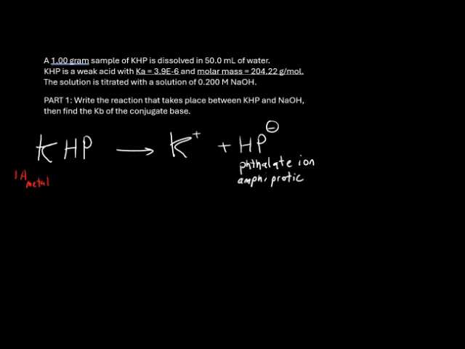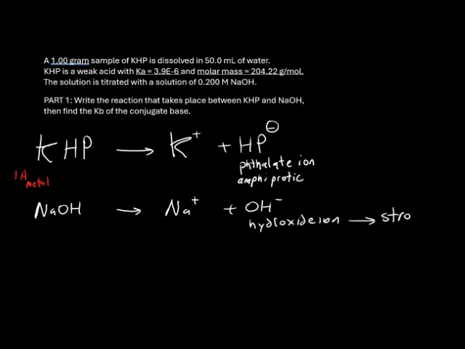However, we're placing that KHP with NaOH. Na is also a 1A metal, giving us Na positive and OH negative. OH negative is the hydroxide ion. The hydroxide ion is always going to be a strong base. For that reason, even though the phthalate ion is amphiprotic and could act as an acid or a base, the fact that we're placing it with a strong base forces the HP negative to act as a weak acid.